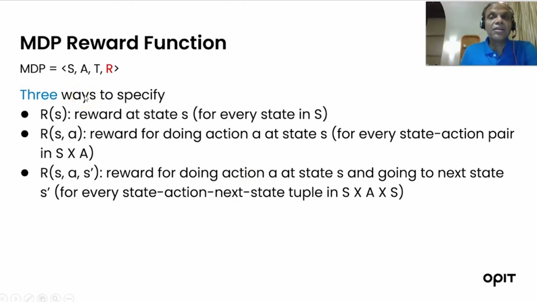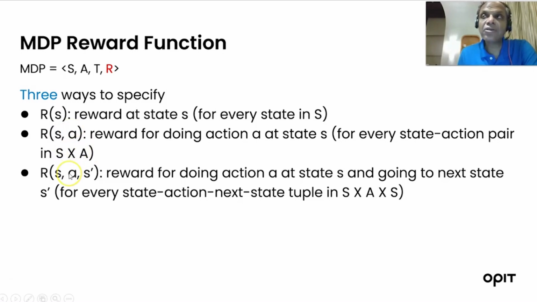Okay. Let's next go on to the last component in the MDP specification, which is the reward function R. R can be specified in multiple ways, 3 ways basically. Either we could associate R with the current state. We denote that by R of S, and that gives, as I said, reward at state S. The second option is to denote reward as reward associated with a state and an action taken at that state. So this is to be given for every state action pair.